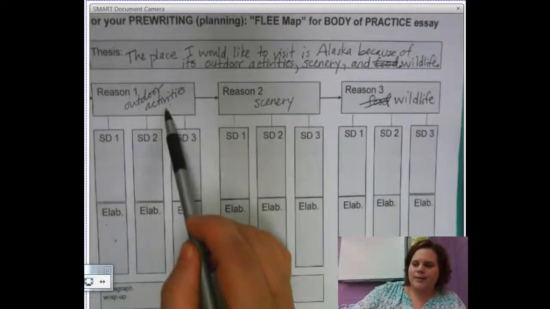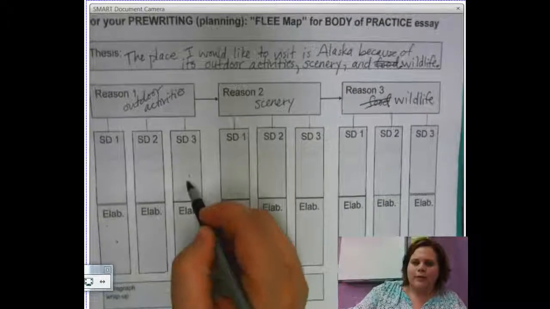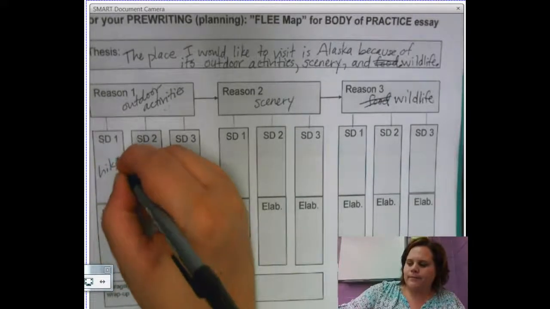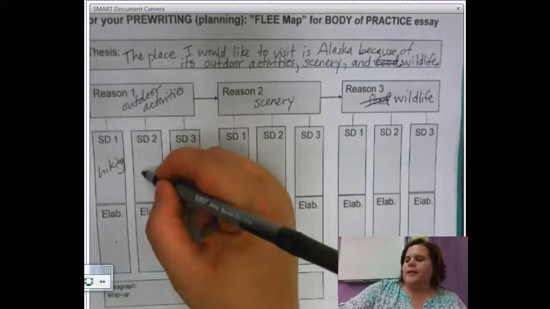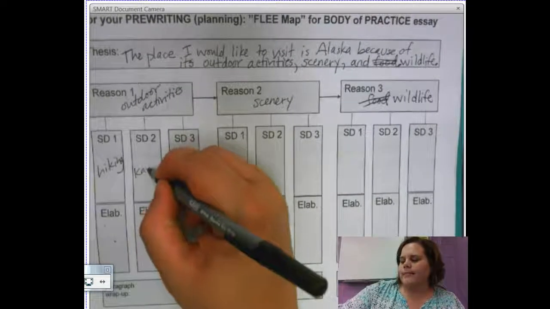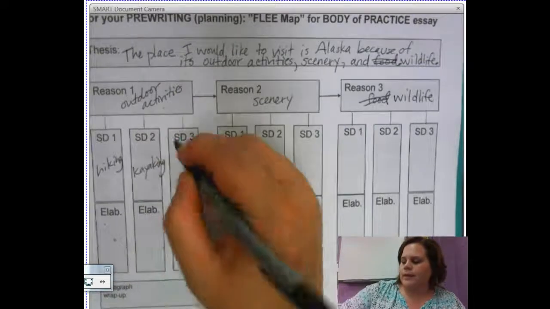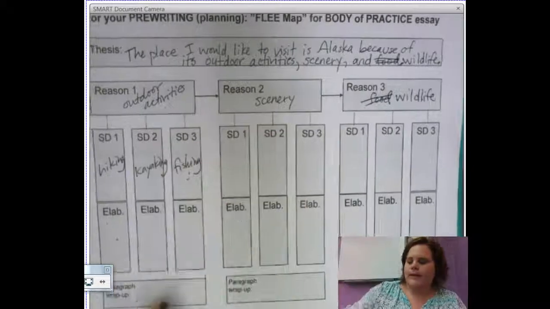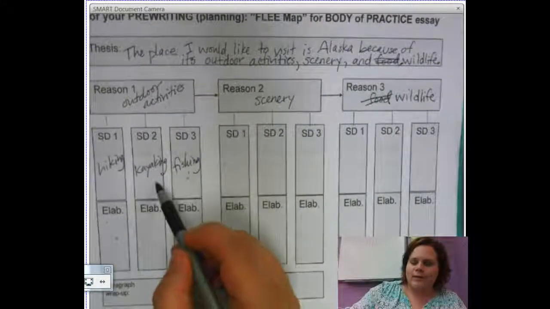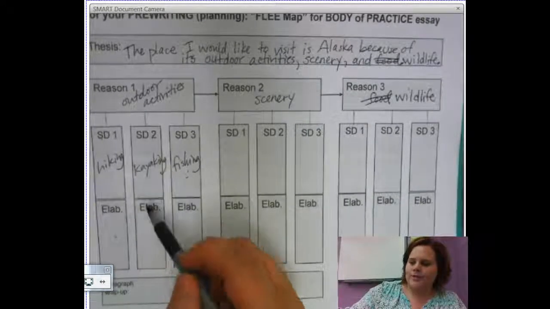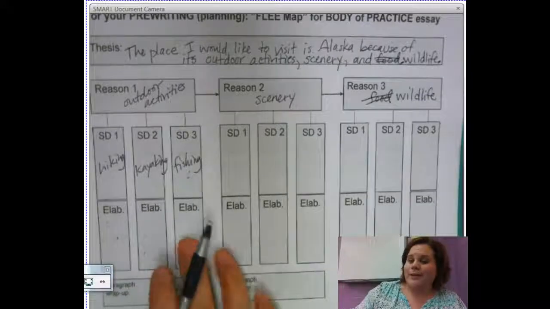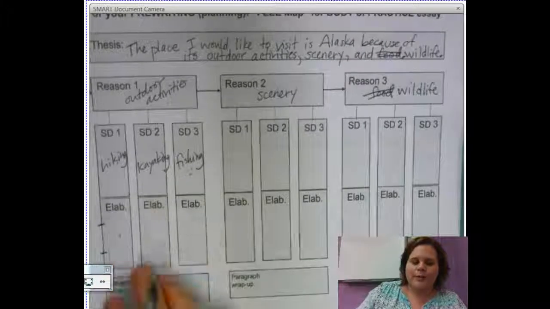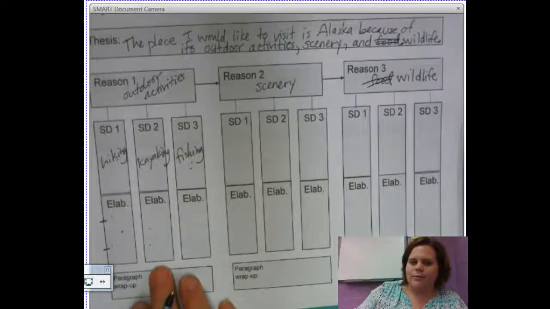So we're going to say outdoor activities. And maybe let's try to think of 3 different outdoor activities that you could do in Alaska. One would be hiking. One would be kayaking. And one would be, let's say, fishing. Now, if I'm going to write about kayaking and fishing together, then I need to say like boating and just use those as my examples. But I would not fish from a kayak in Alaska. So, hiking. And then we want to elaborate. And I just like to use bullet points. You do what works best for you. I would just use bullet points.